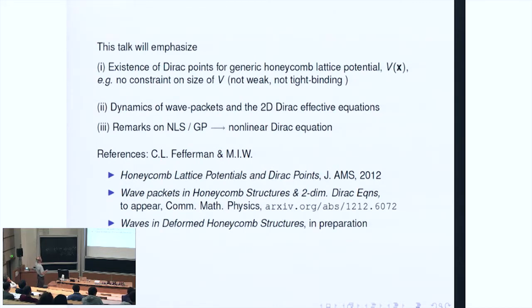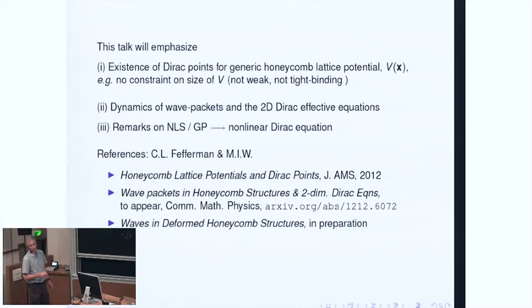So the rest of the talk will be about the existence of such Dirac points. How do they come about for arbitrary structures, not necessarily small amplitude structures? And furthermore, the dynamics of wave packets and Dirac equations. And I'll refer to the nonlinear Schrodinger variant of that.